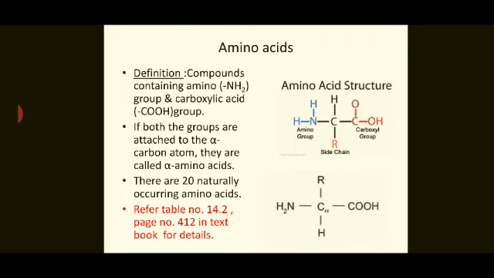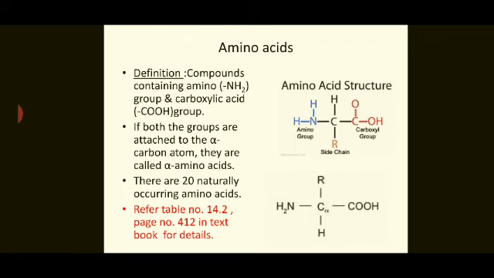Here the structure is given. The carbon atom is linked to the COOH group and the NH2 group. One of the valences is satisfied by hydrogen and one of the valences is satisfied by R. So R may be H, it may be CH3, it may be C2H5, or it may be a long chain of carbon atoms, or even an aryl group, that is an aromatic group.